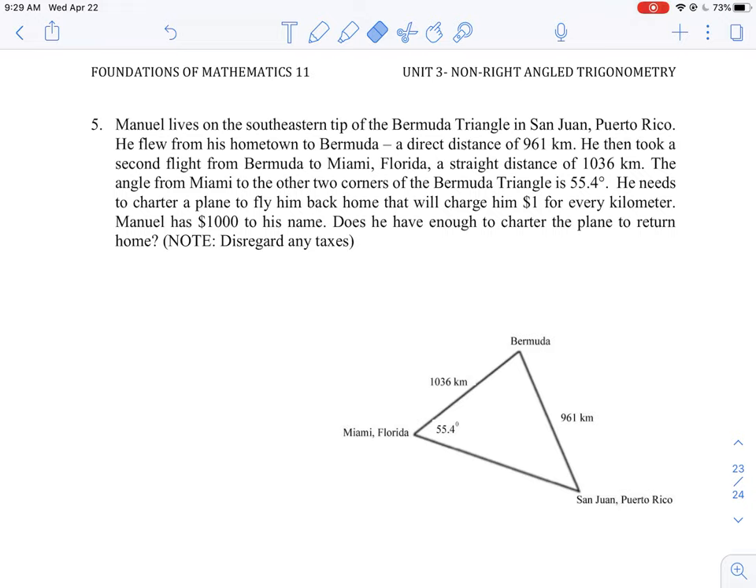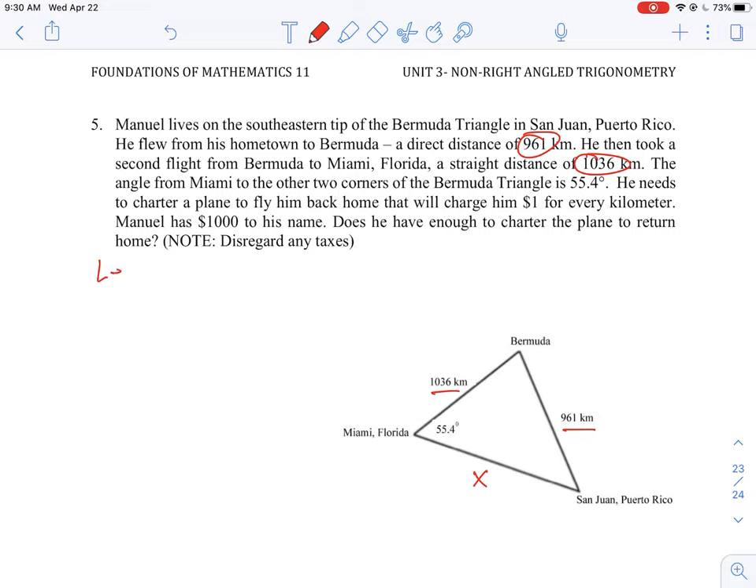So the first thing we're looking at is we're traveling a distance from San Juan, Puerto Rico to Bermuda, which is a distance of 961 kilometers. So I'm just going to circle that number and make sure that we have that in the diagram. Then he takes a second flight from Bermuda to Miami, which is 1,036. So that's this number here. And then the angle from Miami to the other two cities is given by a value of 55.4 degrees. So what we're asked to find is how long is the distance to go from Miami back to San Juan, Puerto Rico? So this is the unknown distance, and I'm just going to call that X.